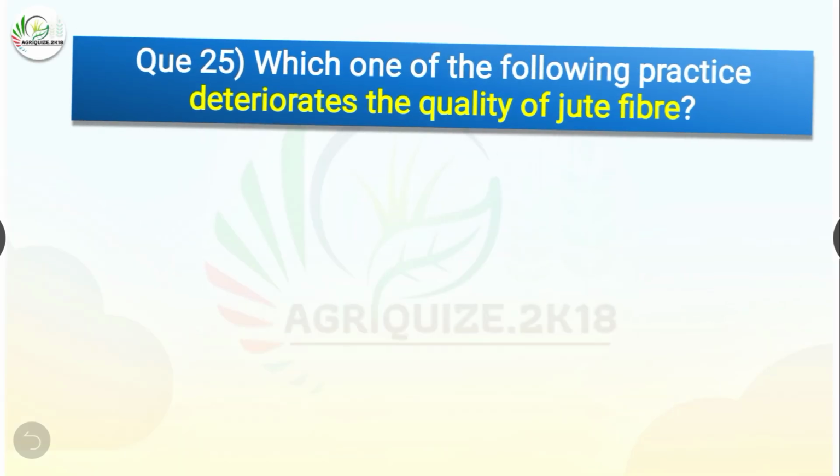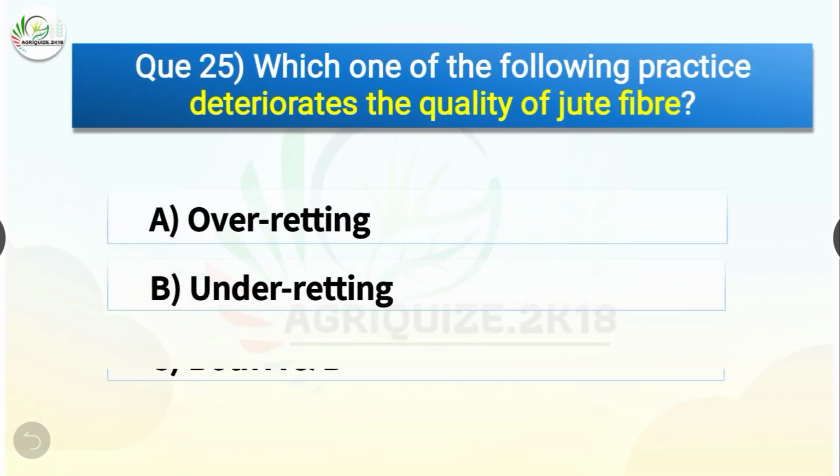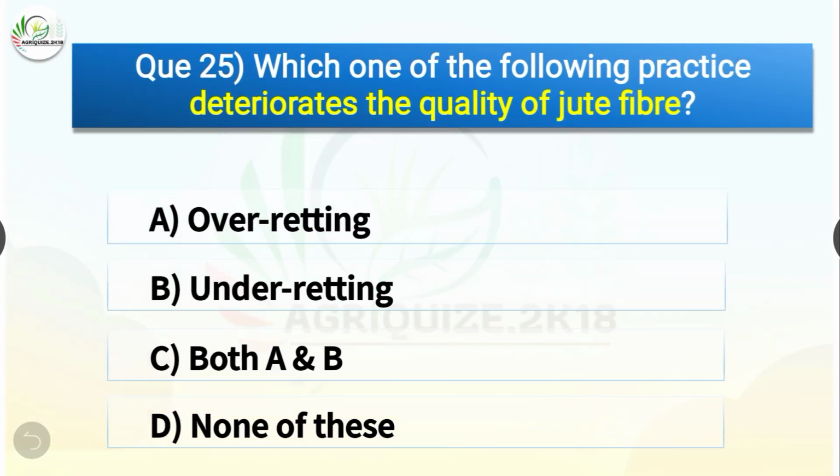Question number 25. Which one of the following practice deteriorates the quality of jute fiber? The options are overretting, underretting, both A and B or none of these. The correct answer is option C, both A and B, which is overretting and underretting. These both practices deteriorate the quality of jute fiber.